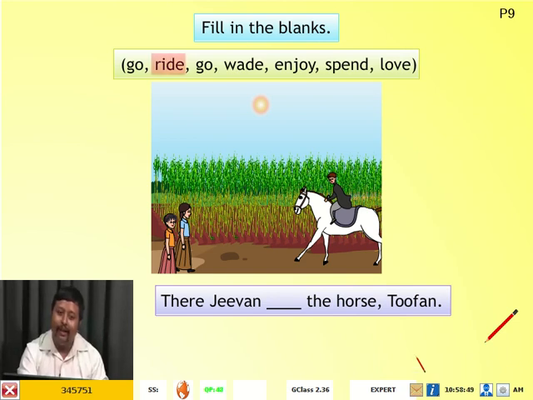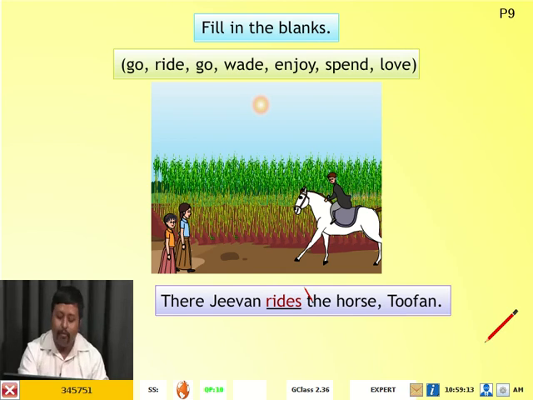Verb is ride. Very good. So if it is ride, what are we supposed to do when it's third person singular? We are supposed to add an s after that. So the word would be what? Rides. So this is our word.